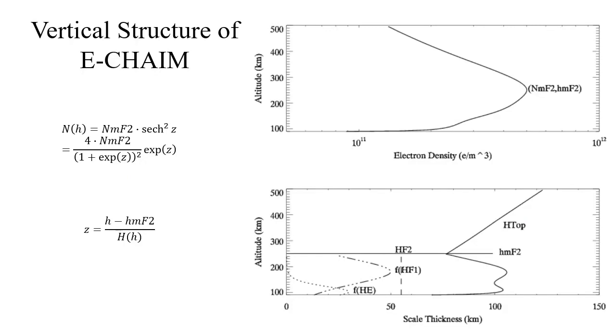In terms of the vertical structure of the model, E-CHAIM models electron density as a single layer based on these Epstein functions, or I guess a hyperbolic secant squared layer that's anchored at hmF2 and NmF2, or the peak height and peak density of the ionosphere. And then off of that, we use, I guess, vertical structuring of the scale height, or the scale thickness of the ionosphere, as what we actually model.